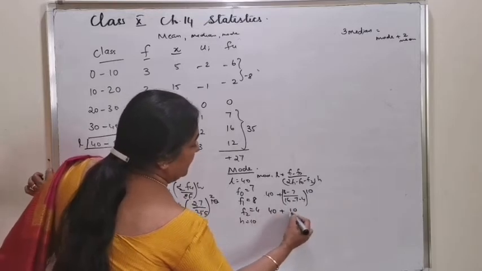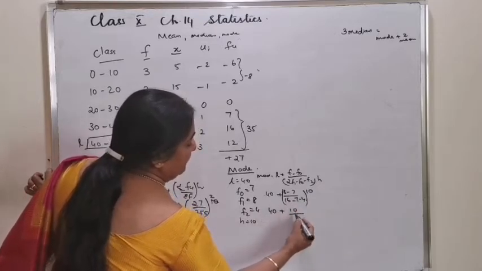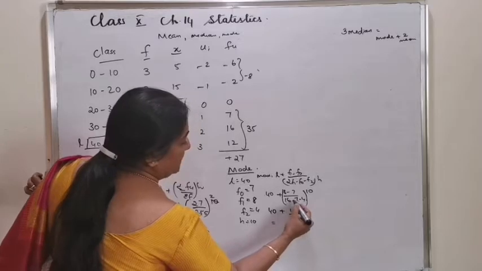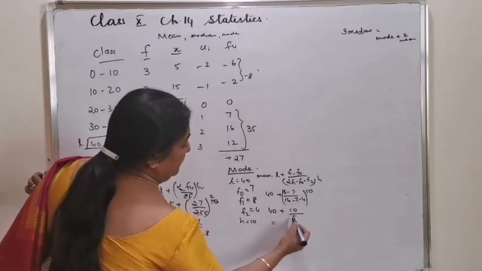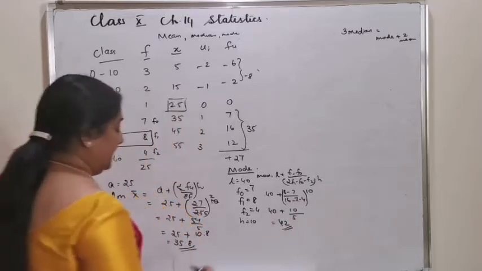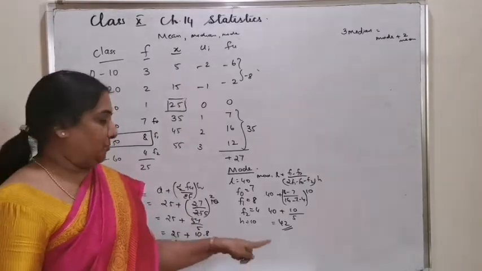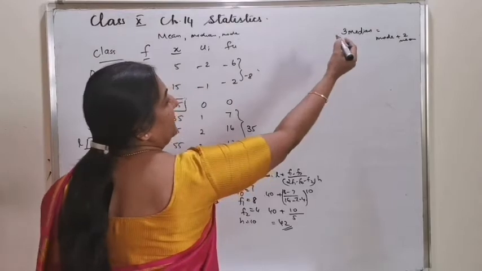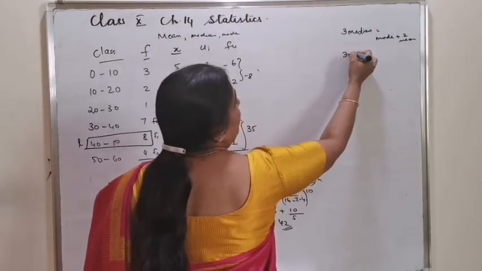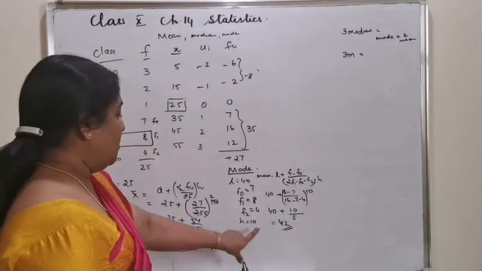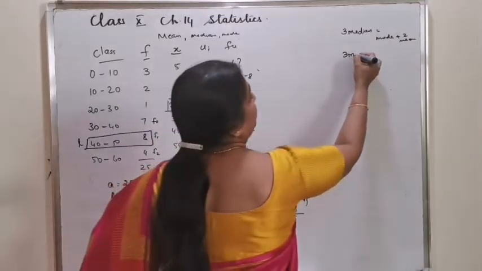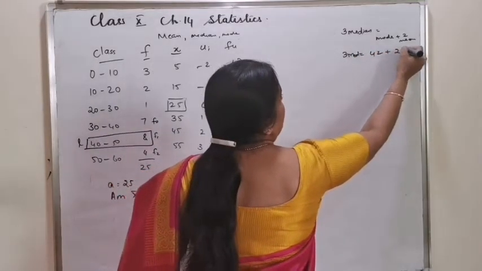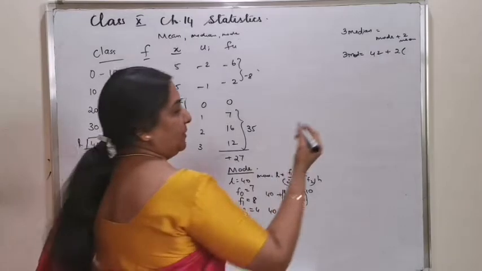40 plus 10 by 16 minus 11 is 5. 10 by 5 is 2. So the mode is approximately 42. So by the empirical formula we can calculate the median as 3 median is equal to mode, which is 42, plus 2 times mean, 35.8.